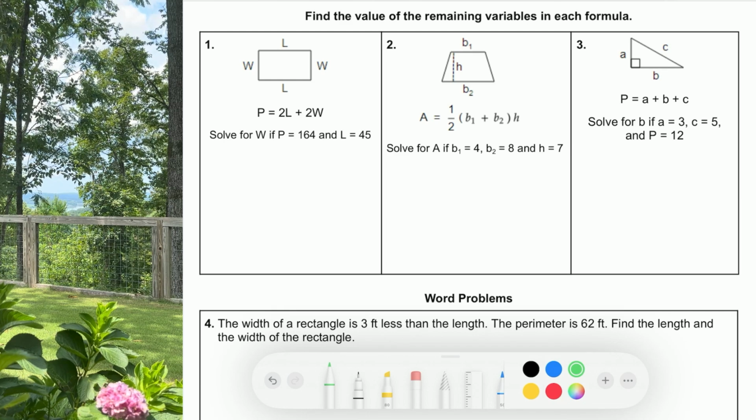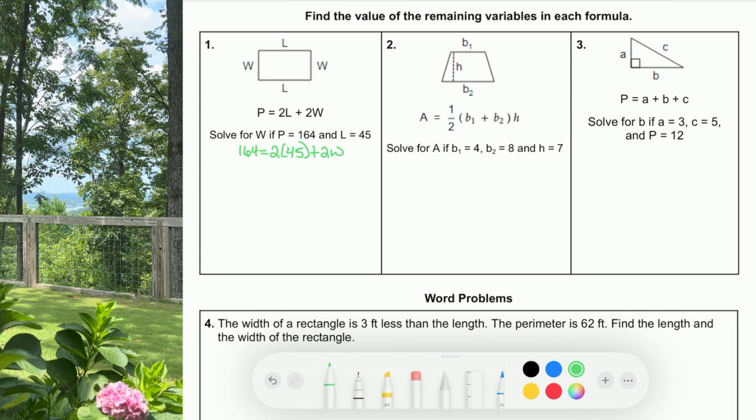So we're going to substitute in the amounts that we do know. So I'm going to replace P with 164. I'm going to replace the L with the 45. And then we have plus 2W because we don't know W. That's what we're looking for. So I have 164 equals 2 times 45 is 90. And then the plus 2W.